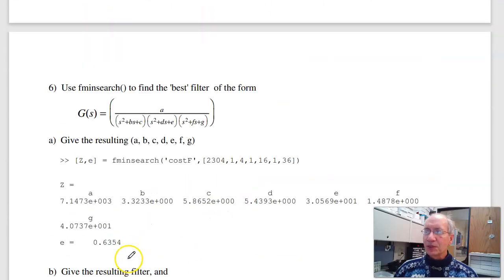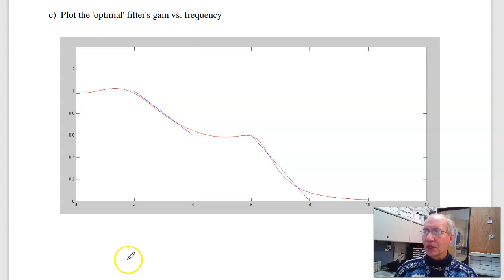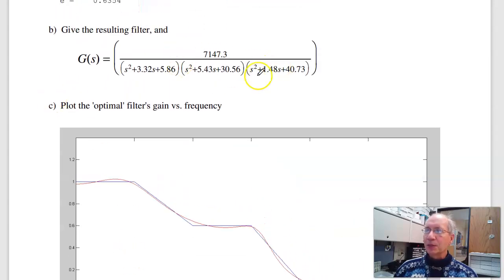So when you're done, there's the answer I got, and there's my filter. So that is homework set number 14 for ECE 111.